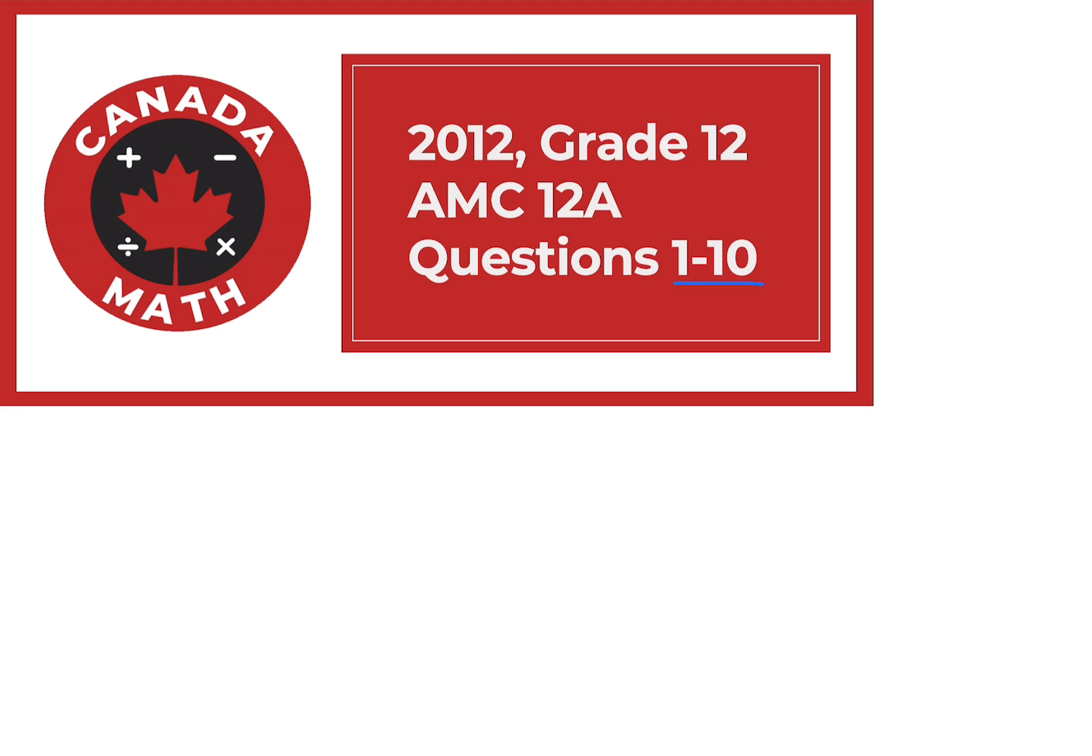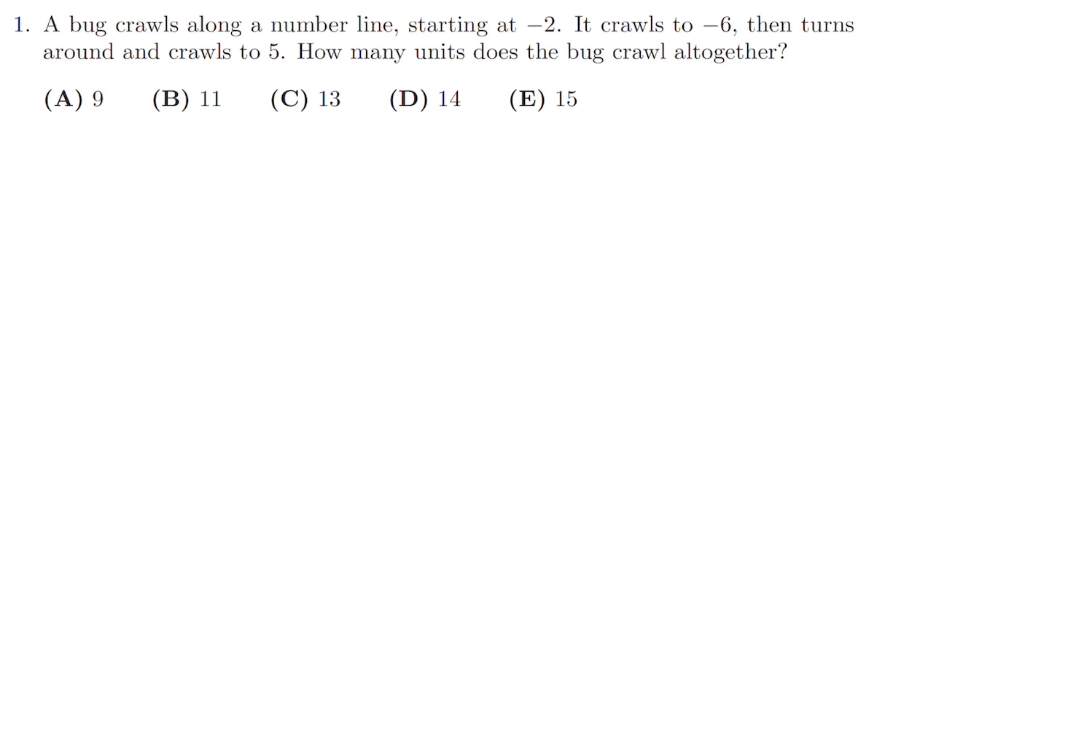Questions 1 through 10 on the 2012 Grade 12 AMC 12A. A bug crawls along a number line starting at -2 and crawls to -6, then turns around and crawls to 5. How many units does the bug crawl altogether?